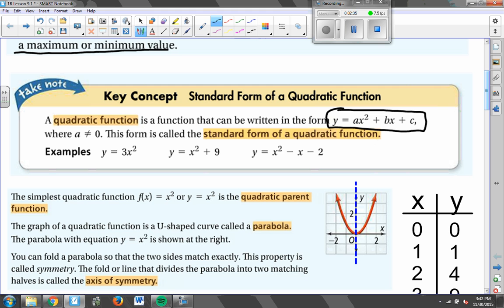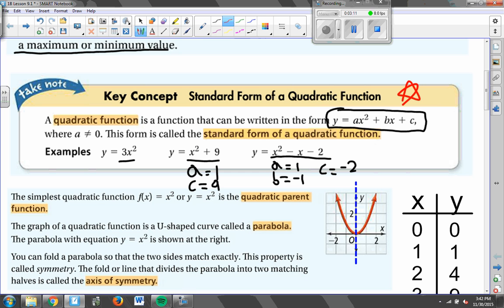Here's a couple examples. 3x squared, your a value there is 3. B and c are both 0. Here I have x squared plus 9. My a value is 1. And here a is 1, c is 9, b is 0. And here I got x squared minus x minus 2. A value is 1, b value is negative 1, c value is negative 2. So you can see that those are all of this form right here. But sometimes b and c are 0.